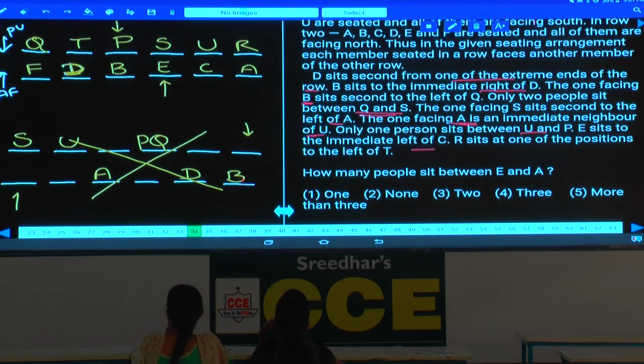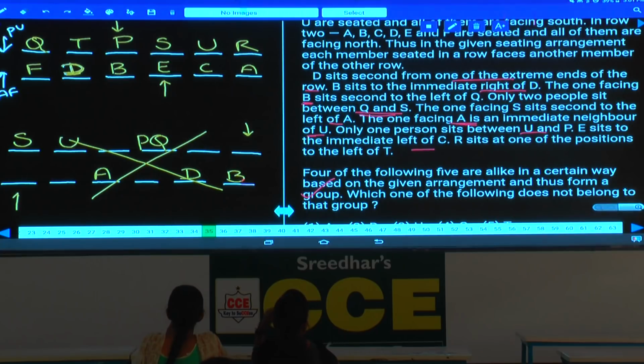Done with this? This is how these 12 persons are seated in two different rows, 6 persons in each. What is the first one here? QTP, SUR, and the other one is FDB, EC and A. Then how many people sit between E and A? Tell me how many are there in between E and A? There is only one person between E and A, choice 1.